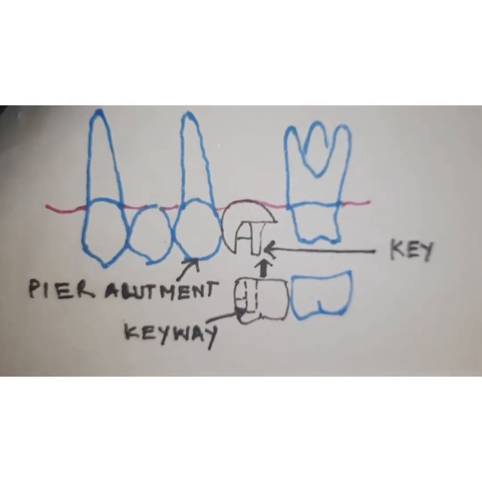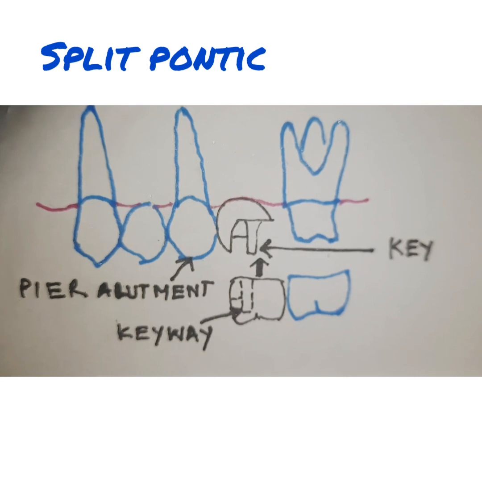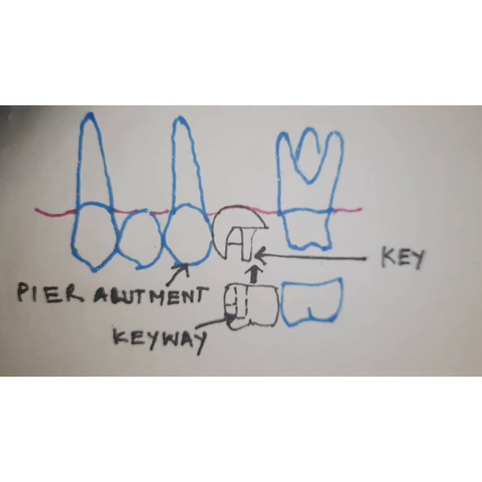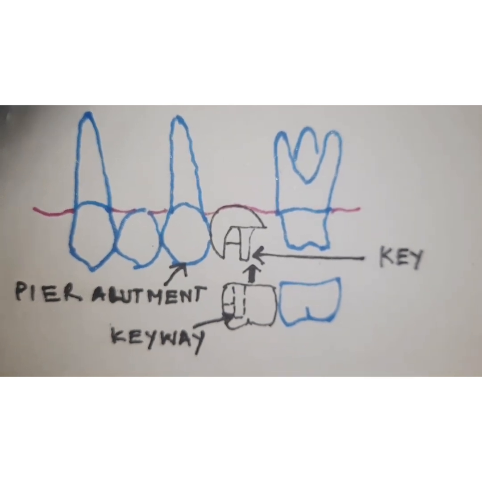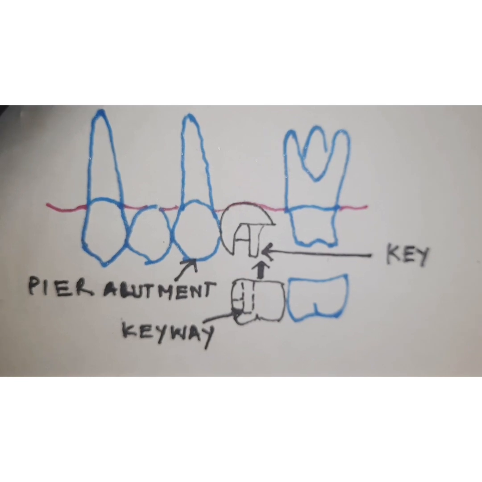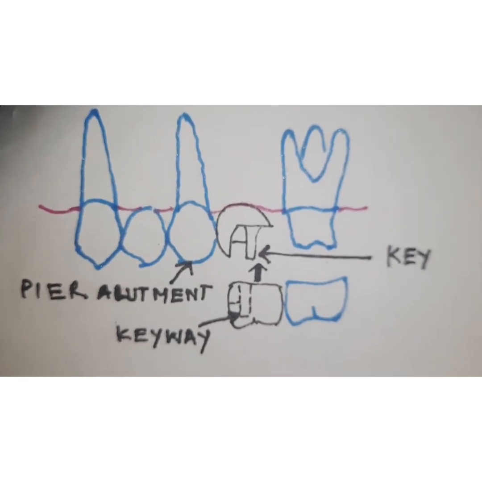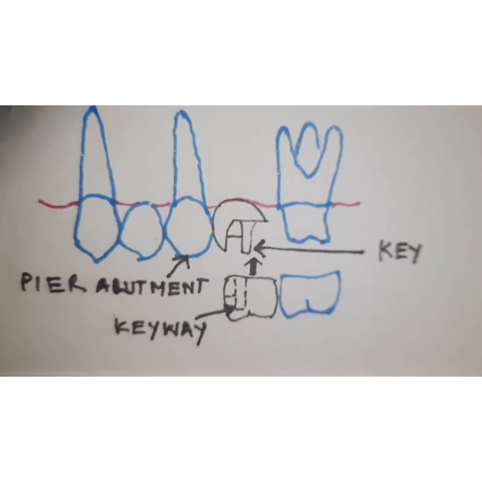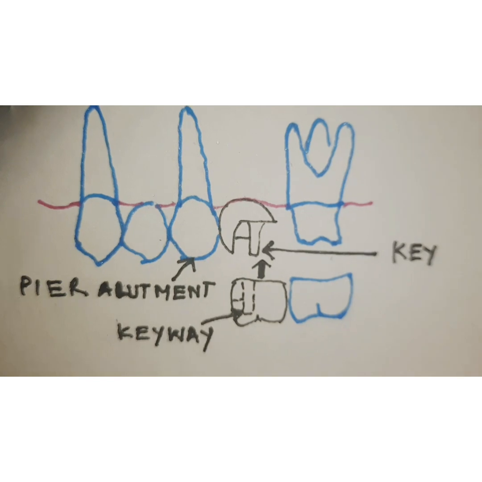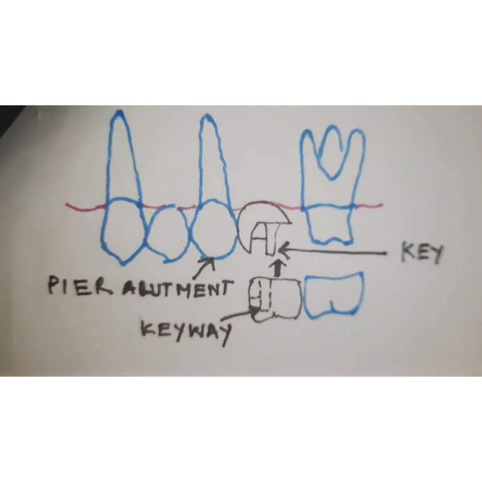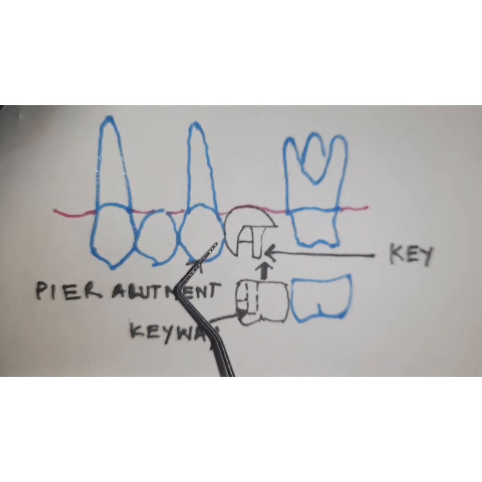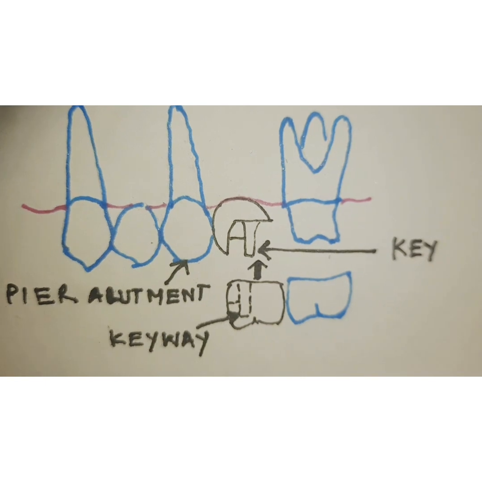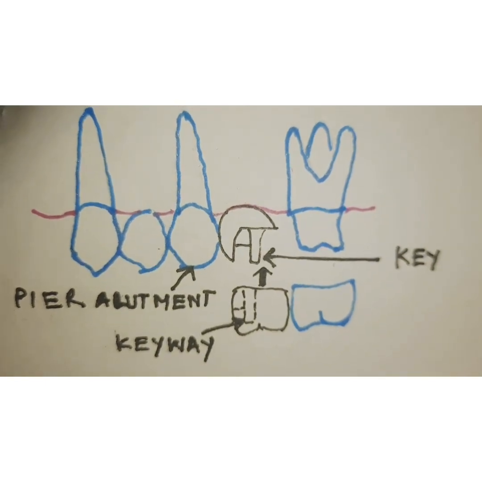Another type of non-rigid connectors are the split pontic. Now this type of connectors were advocated by Conner and Cogman and Burmese in 1986, and they are used in cases where you are having a pier abutment, as you can see, which requires excessive preparation due to tilting. So if you have a pier abutment with a lot of tilt, then you can go for a split pontic type of non-rigid connector.